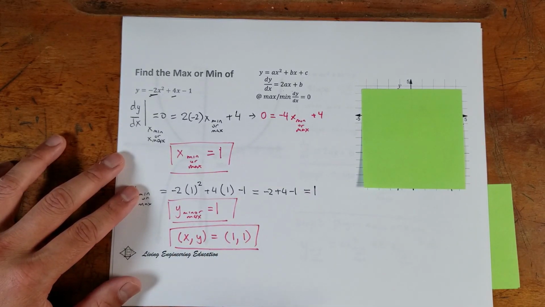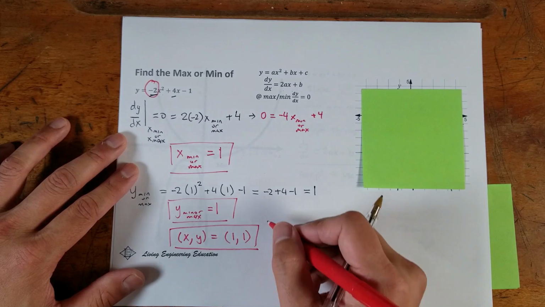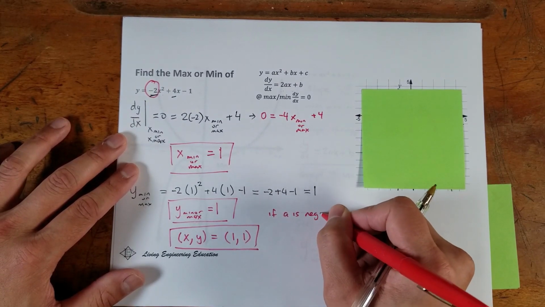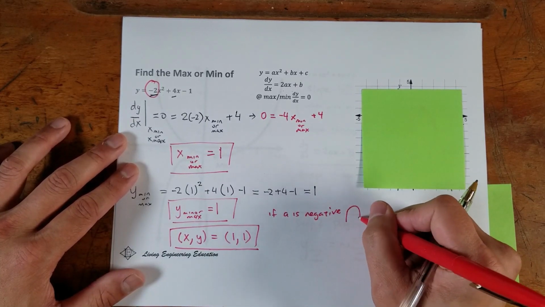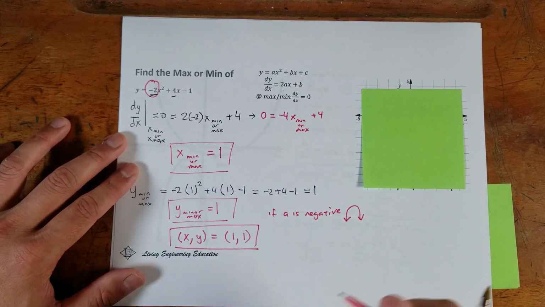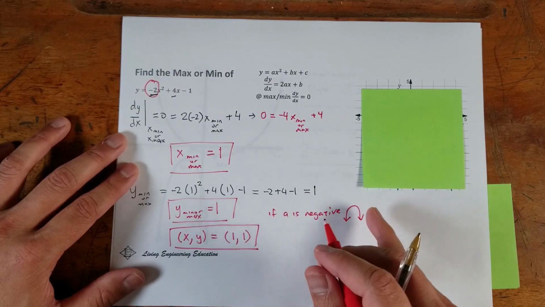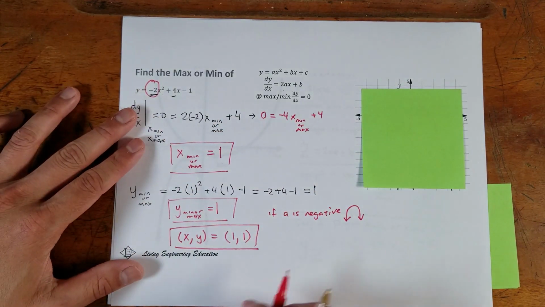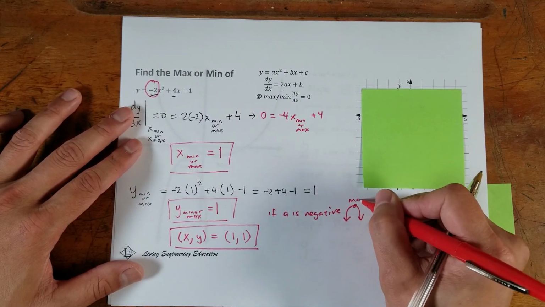So can we tell if it is a min or max? Yes, we can. Without looking at the graph, we just look at that a value. If a is negative, what's the general shape of the curve? It's going to look something like this. And I know this because y equals negative x squared looks something like this. y equals positive x squared looks like the flipped version of this. So if a is negative, this is a max.